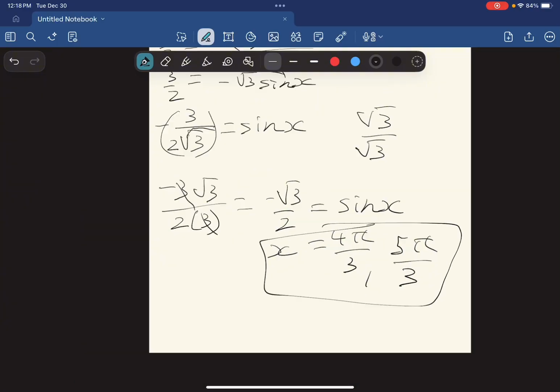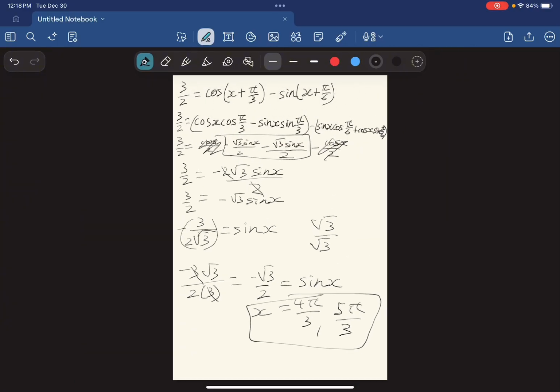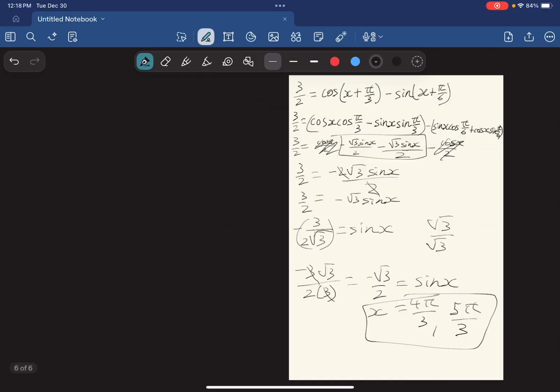Nice and easy. This one was kind of a pain because it's long and I hate it, but it's not that hard to do. So you guys should be fine. And if there are other things you need me to do, just tell me.